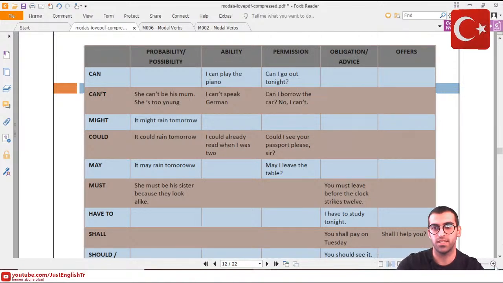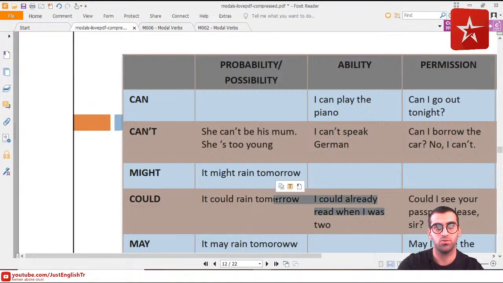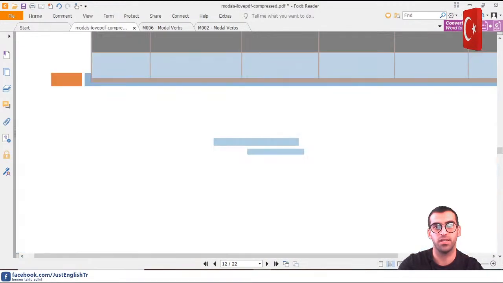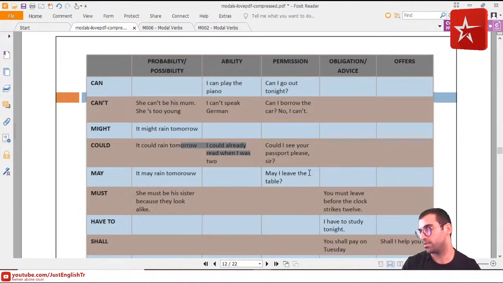Okay, and let me make it bigger. Yes, I wanted to make it bigger. Yeah, this one is perfect. All right, it is very mixed.